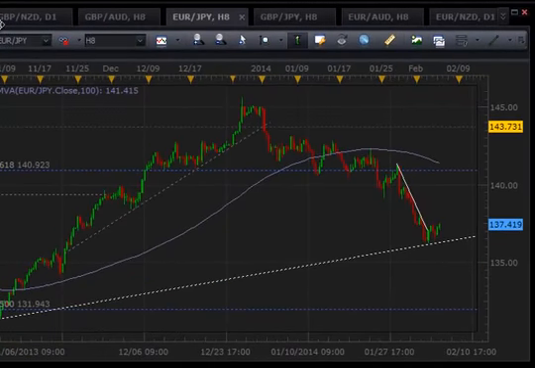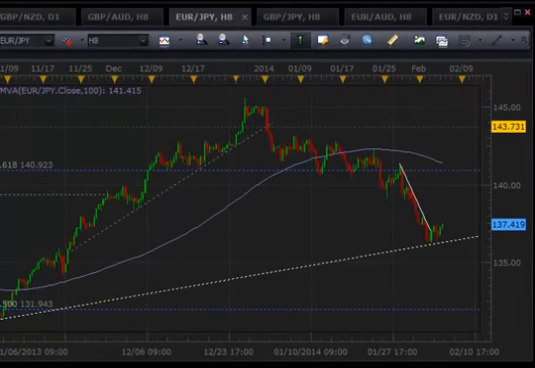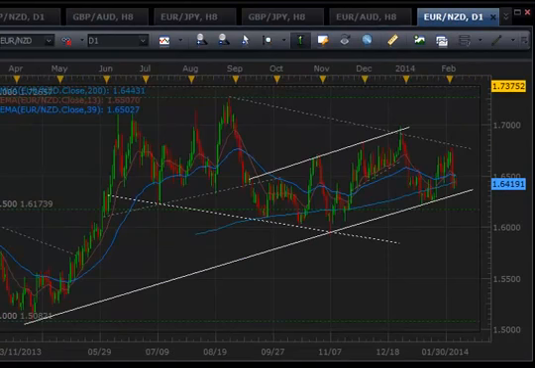We can also take a look at the EUR/JPY, but once again, risk trends are extremely important here. EUR/AUD and EUR/NZD look a lot like the GBP/AUD and GBP/NZD, the same circumstances. They're in different technical phases, so you have to be a little bit careful about what your assumptions are here.